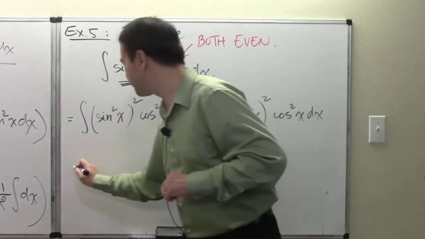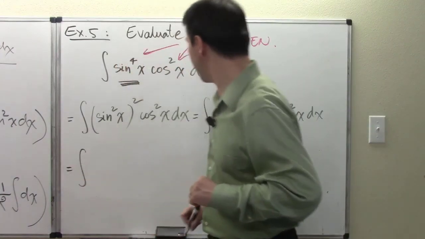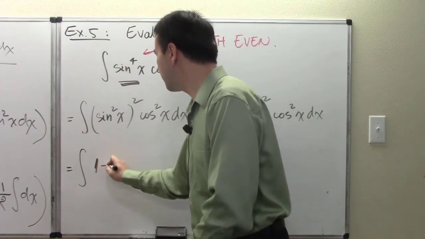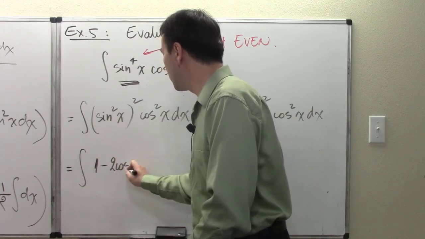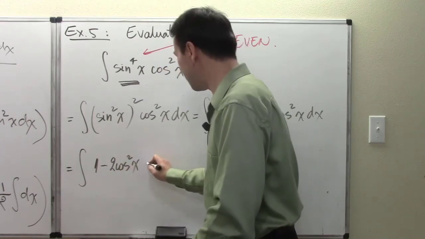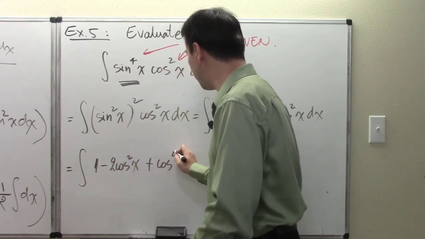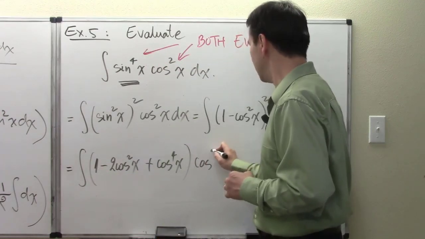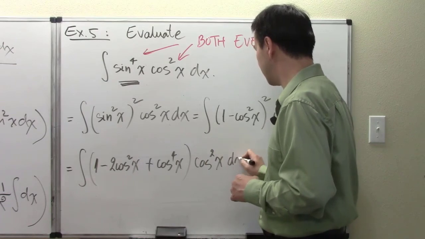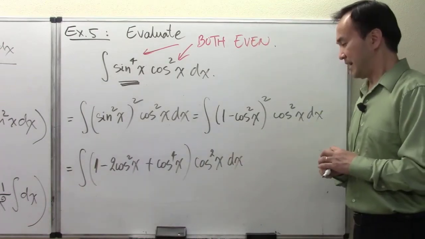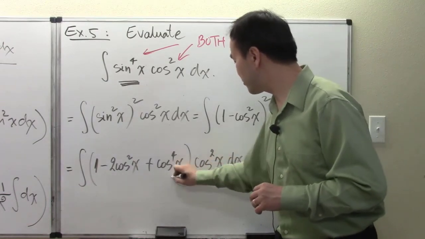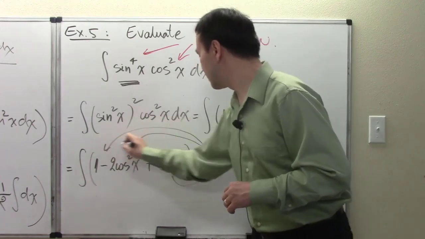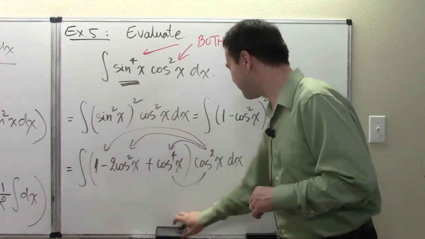And so in the extra step here, I'm going to have to FOIL out, and I'm going to end up with 1 minus 2 cosine squared of x plus cosine to the fourth of x. Okay, and then I'm going to have to multiply with that lone cosine squared of x. Okay, and then we can distribute, or I should have said distribute the cosine square for each term here.